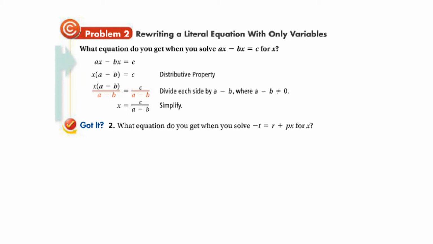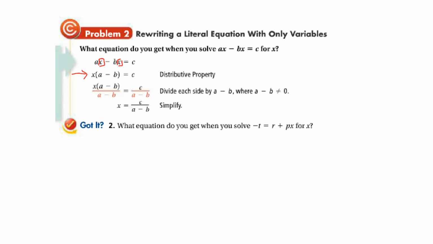So if I look at this problem 2, ax minus bx equals c, and I'm solving it for x, I look here and I see that I have an x in each of these two terms, the ax and the bx term. In order to get the x by itself, I have to pull it away from the other terms. So what I do here is I kind of go backwards using the distributive property. Since x is common to both terms, I can pull it out, which then would leave a minus b in parentheses, as we can see right here.